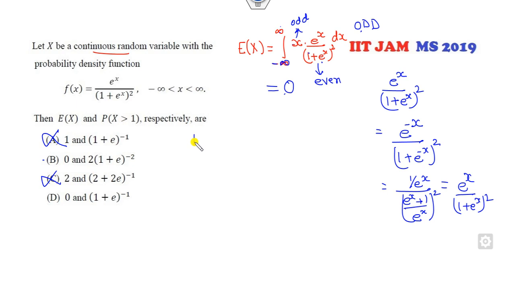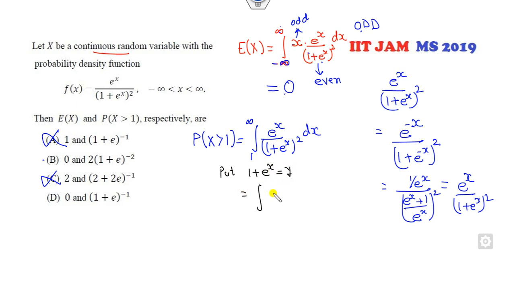Now probability of x greater than 1, so that means the integral from 1 to infinity of e raised to power x over 1 plus e raised to power x whole square. Fine. So I think that's very simple. If you simply take 1 plus e raised to power x as y, what is that? The integrand is dy over y square, which gives minus 1 over y. What is the limit?